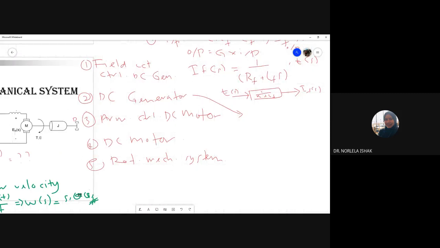So, equation dia, EA proportional with the IF. Okay. So, jadi EA equal to, so kita ambil one coefficient constant, that one generator kan? We put Kg. IFS. So ni pun kita buat dalam S domain. EAS. Okay.